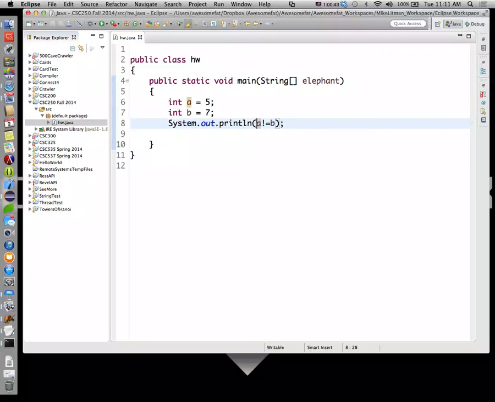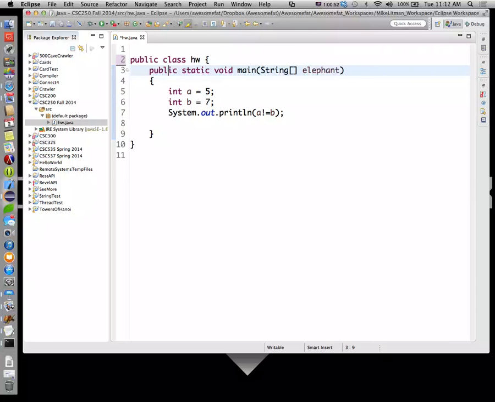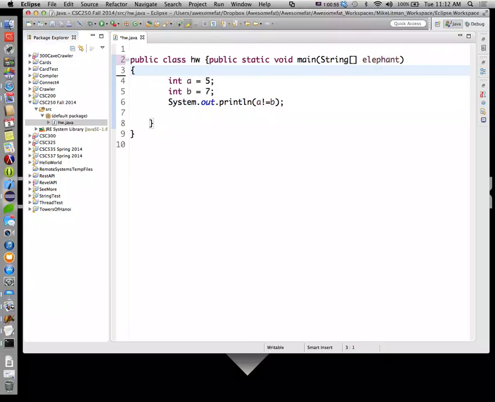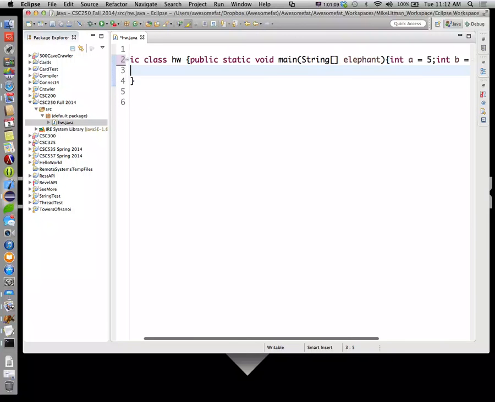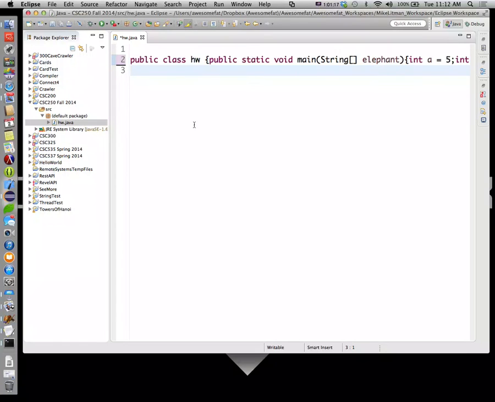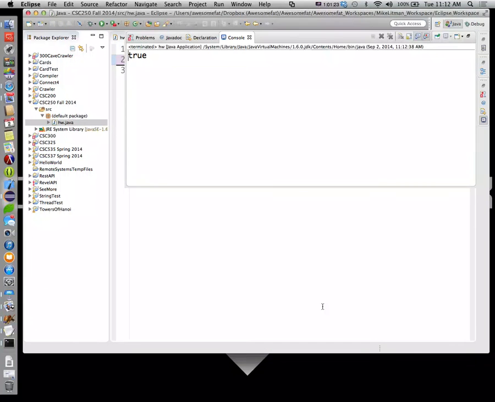Yeah. So, same thing. I can write this entire program on one line. Java doesn't care. Here we go. Boom. And there we go. Clearly, we know what that program does. It prints out a true.